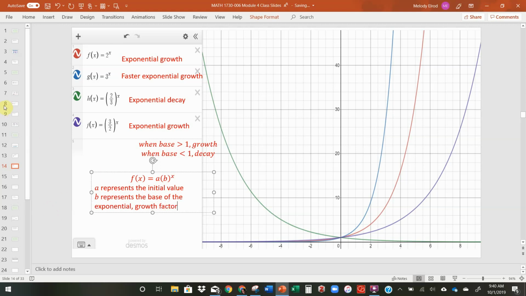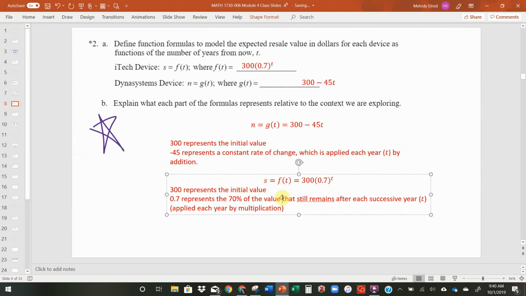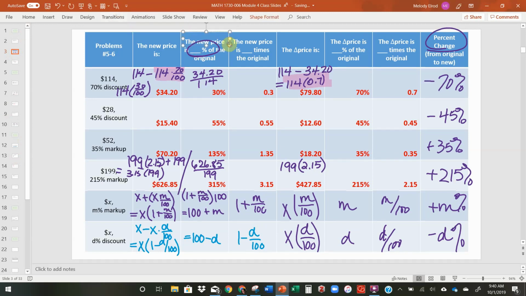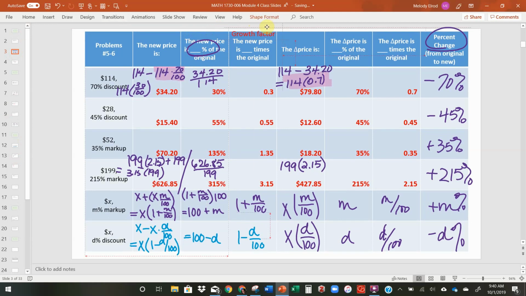So back here, when we built this function, we could call 0.7 the growth factor of our exponential function. And if we talk about it back here, right here, we've got our growth factor. This guy right here is going to be the growth factor of an exponential function. So our growth factor is going to be revealed by this question: the new price is how many times the original. I put that on the wrong column at first. The new price is how many times the original. This is the growth factor right here in this column.